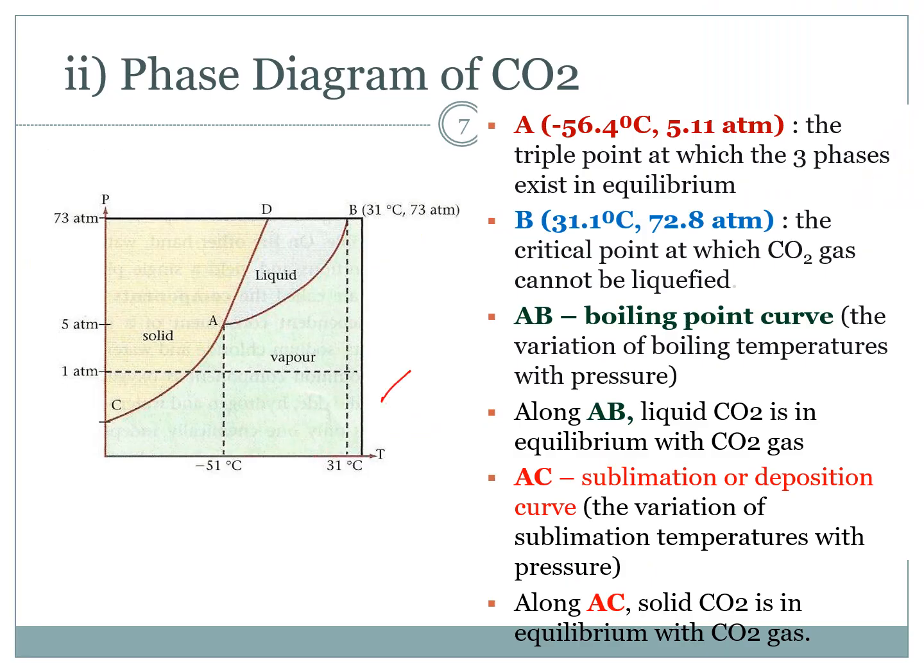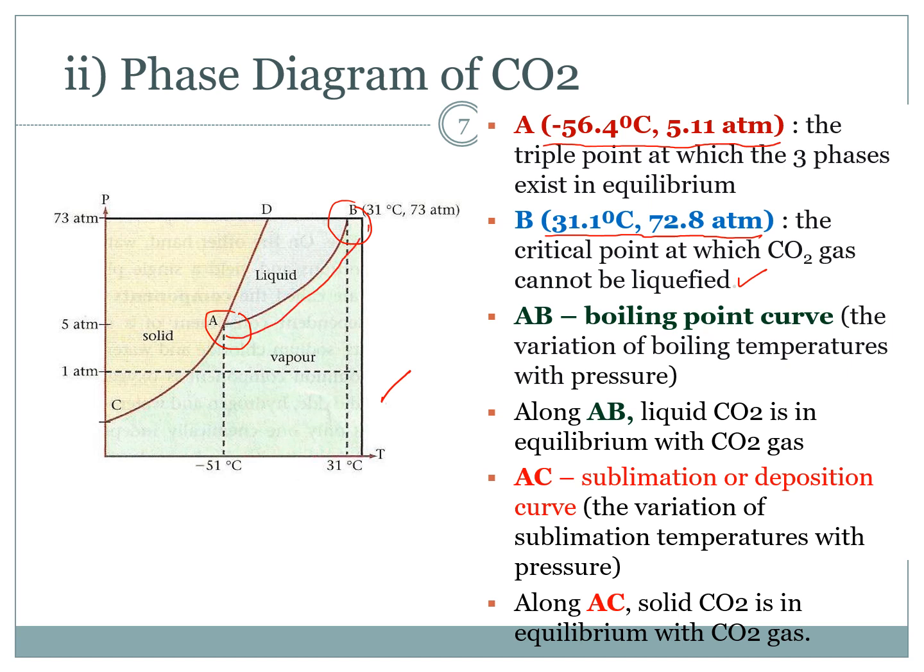This is a phase diagram of carbon dioxide. At A, the triple point, the three phases exist in equilibrium at negative 56.4 degrees Celsius and 5.11 atm. At critical point B, it is at 31.1 degrees Celsius and 72.8 atm. This is the point above which carbon dioxide gas cannot be liquefied.